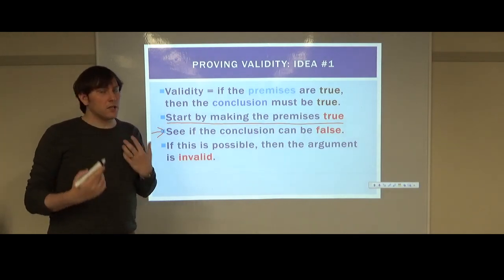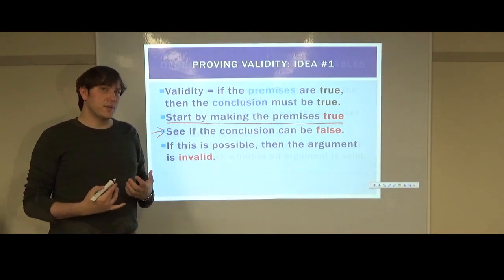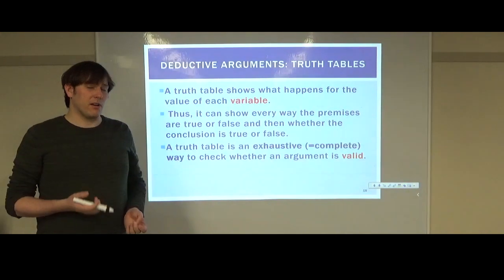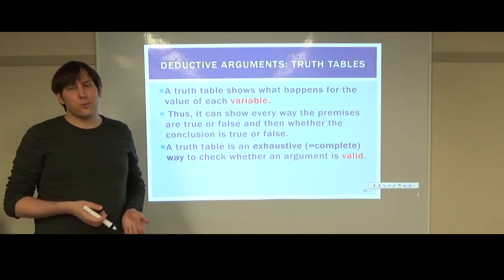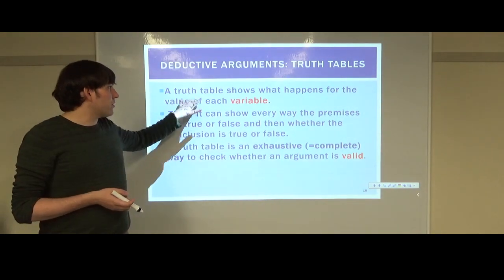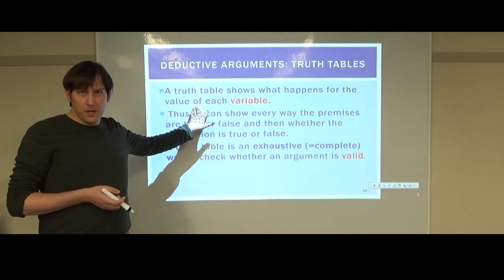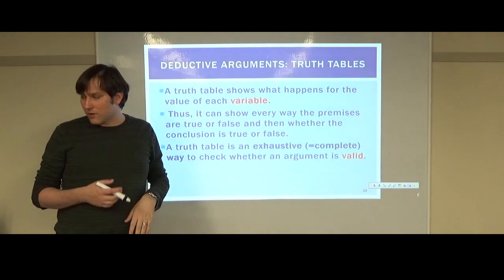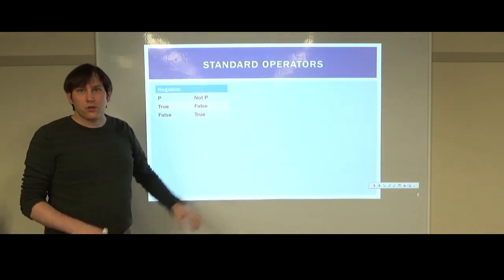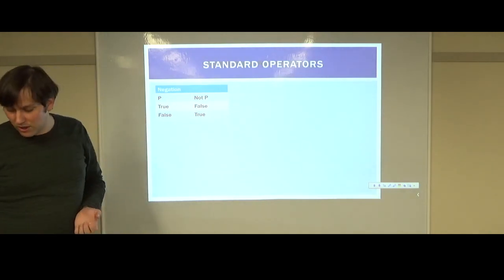So I'm going to add a little bit more information about truth tables, because truth tables are extremely valuable for determining whether arguments are valid. So, a truth table shows what happens for the value of each variable. So I gave you a couple of examples, so I'll just go back for a second. So this is a truth table for negation. We can also do truth tables for arguments.